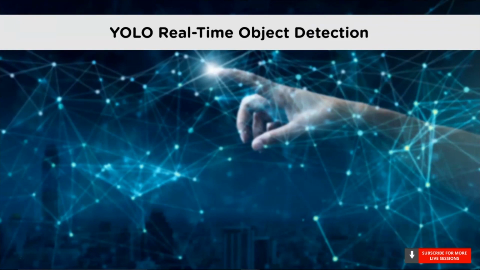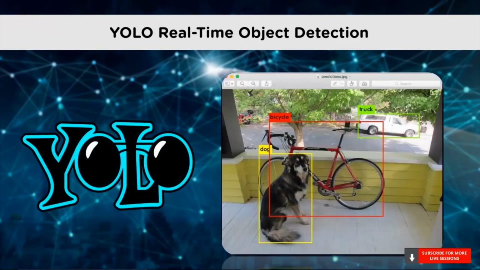And finally, in our list of deep learning projects, we have the YOLO real-time object detection. You Only Look Once, or YOLO, is a state-of-the-art real-time object detection system. It frames object detection in images as a regression problem to spatially separated bounding boxes and associated class probabilities. Using this approach, a single neural network divides the image into regions and predicts bounding boxes and probabilities for each region. The neural network predicts bounding boxes and class probabilities directly from full images in one evaluation.